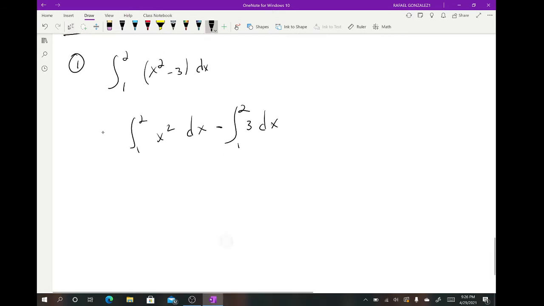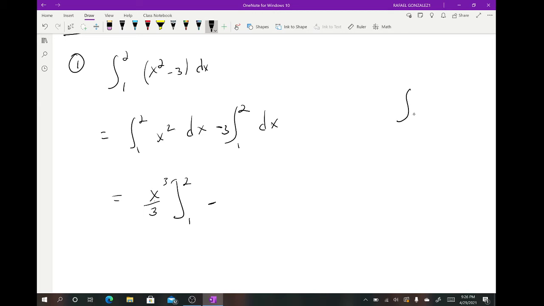Okay, so what is the antiderivative of x squared dx? Well, again, by the reverse power rule, this is going to be x cubed over 3 evaluated from 1 to 2. Remember, I could pull that 3 to the outside, so instead of writing it here by the constant multiple rule, I could write it out here.